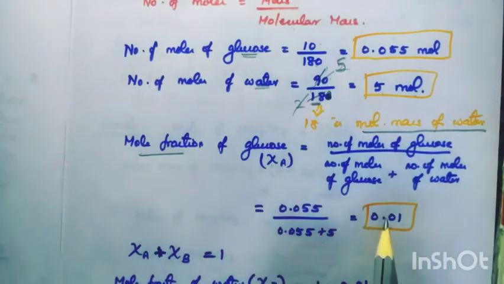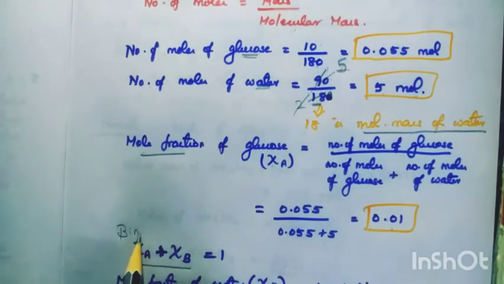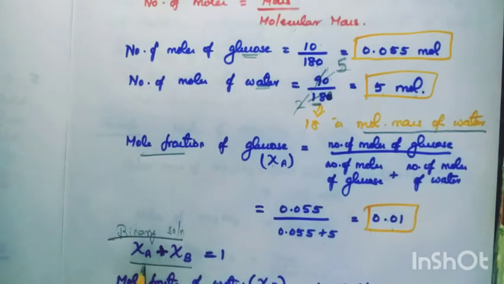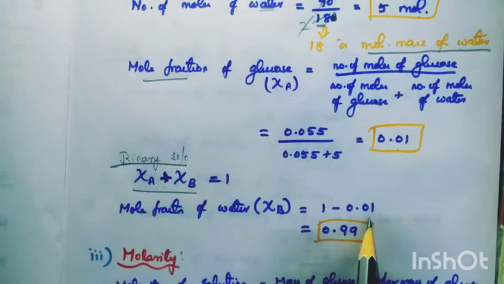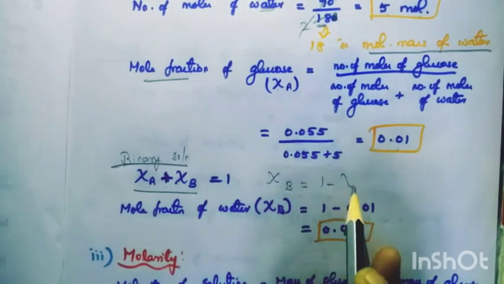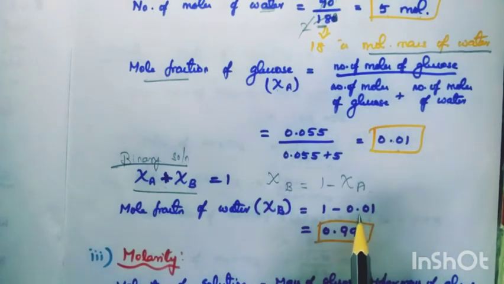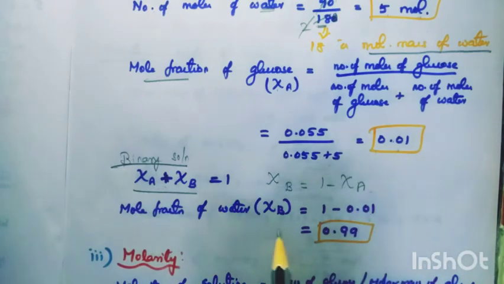If we find the mole fraction of one component, we can calculate the mole fraction of another one for a binary solution. This is a binary solution. For a binary solution, one solute and solvent, the sum of the mole fractions of both is equal to 1. If we know the mole fraction of one, we can calculate the other. So if we want XB, it means 1 minus XA, that is 0.01. If you want XA, it is 1 minus XB. So 1 minus 0.01 is equal to 0.91.